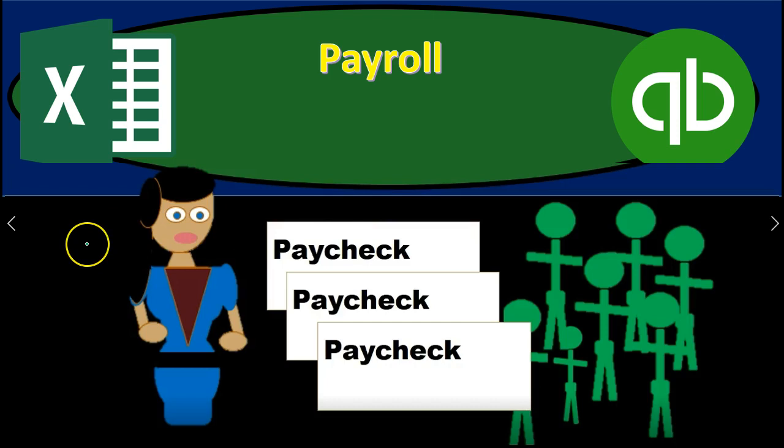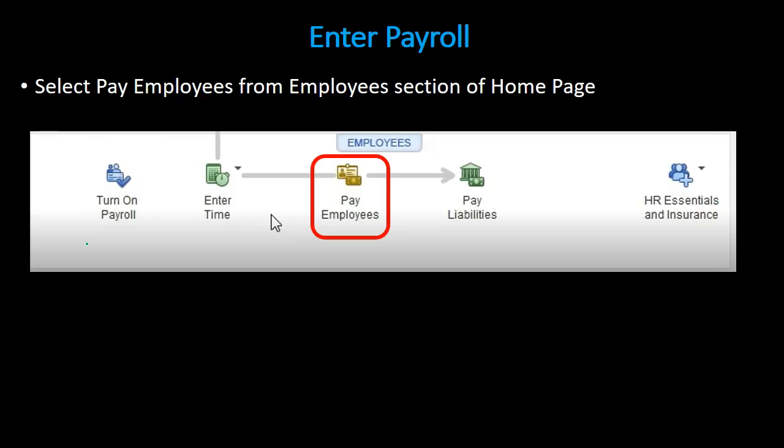We will first take a quick look at QuickBooks and then jump over to Excel to enter this data within Excel. We will be processing payroll for the second month here. In order to do that, we're just looking at a snapshot of the QuickBooks homepage. We would be selecting Pay Employees.